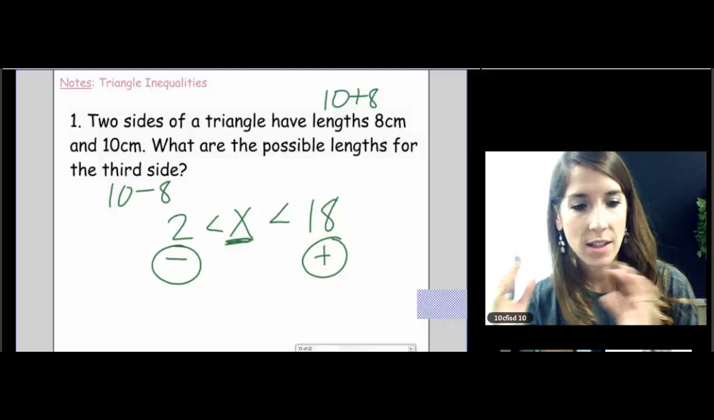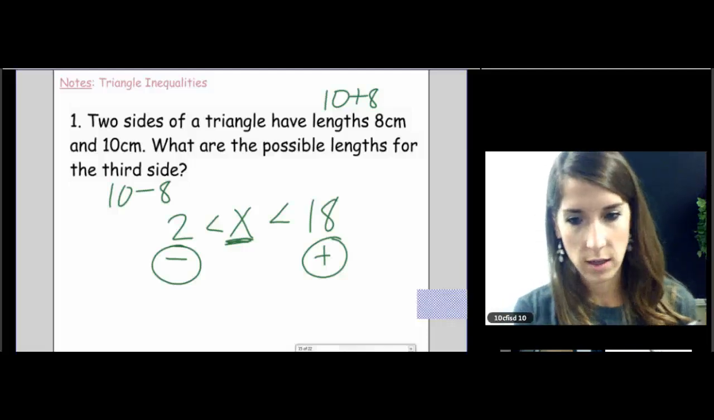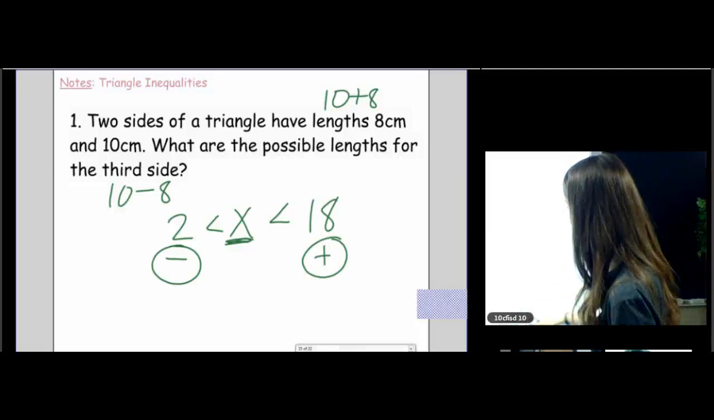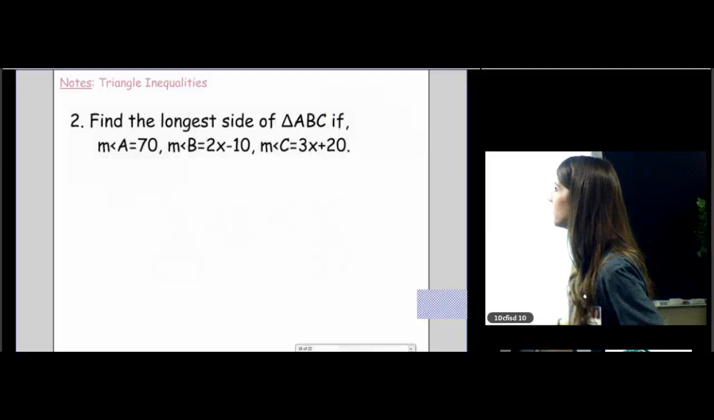So to find the max, you add, and to find the min, you subtract. It's not like domain and range. It's not algebra. I know, I saw you typing that.